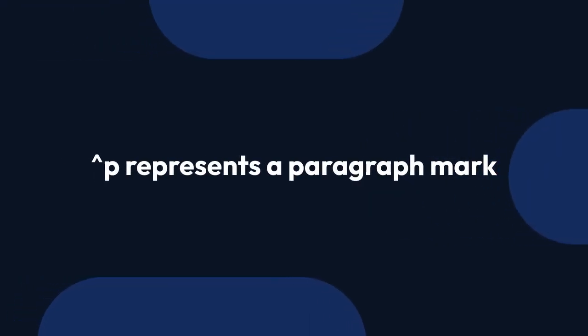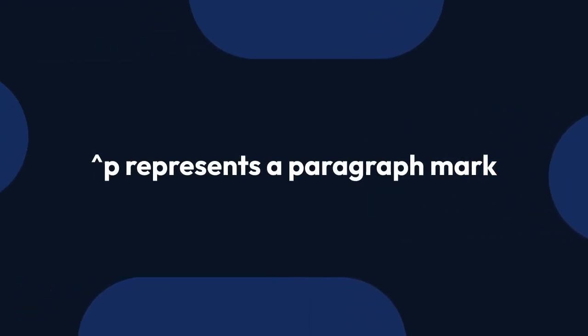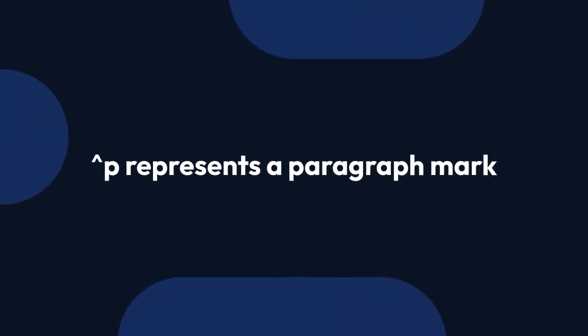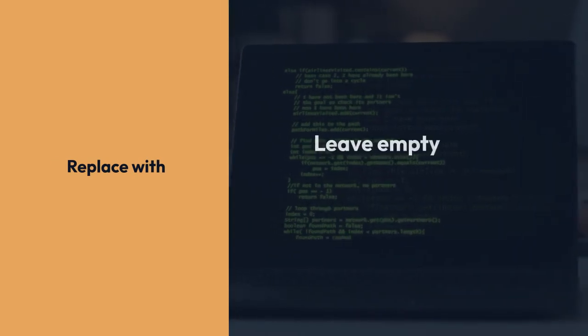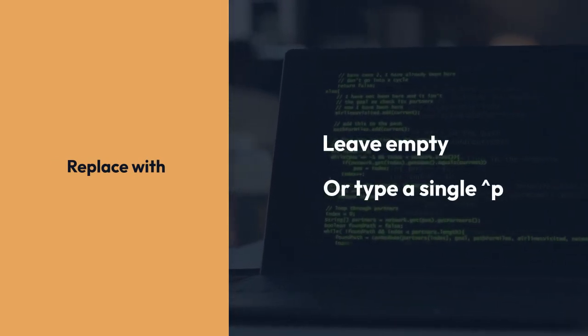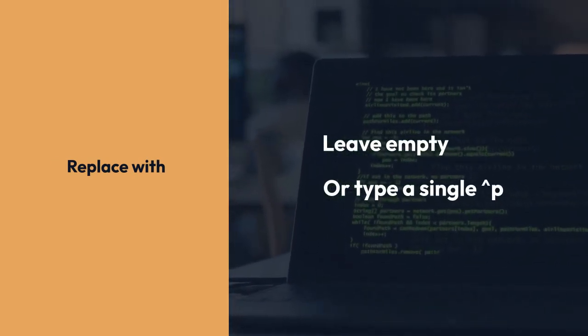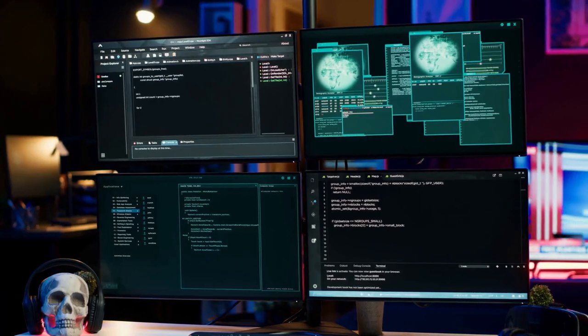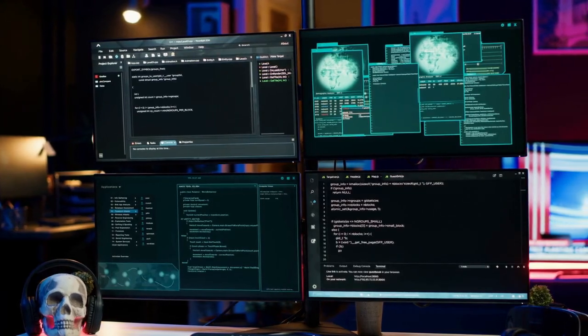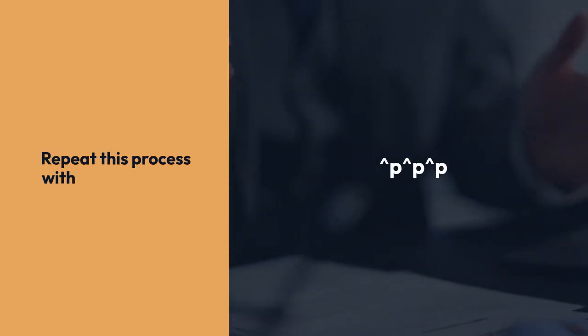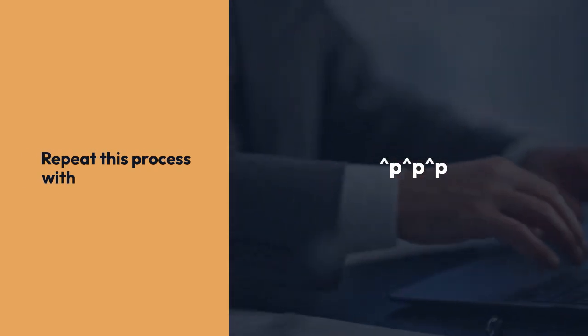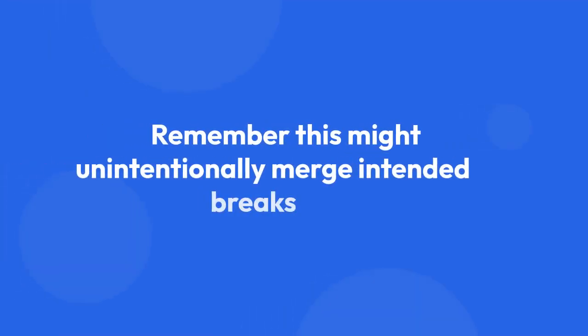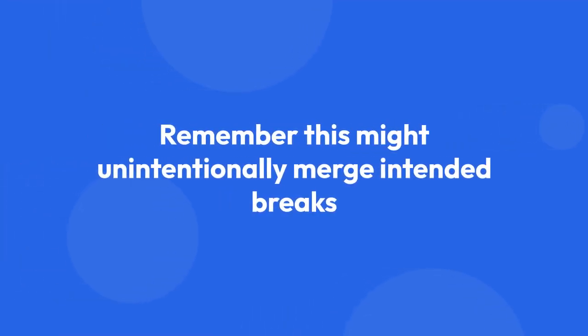The ^p represents a paragraph mark, which is the hidden character that creates a line break. Leave the Replace with box empty, or type a single ^p if you want to leave just one line break. Then click Replace All. This will replace all instances of 2 consecutive line breaks with either nothing or a single line break. You can repeat this process with ^p^p^p and so on, to remove larger groups of empty lines. Remember that this might unintentionally merge intended breaks, so it's always good to have a backup copy.